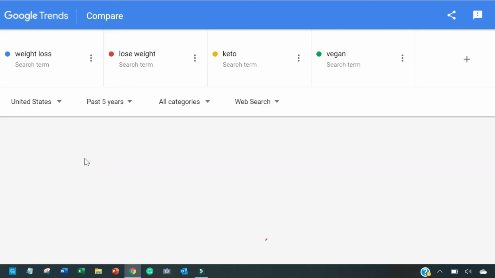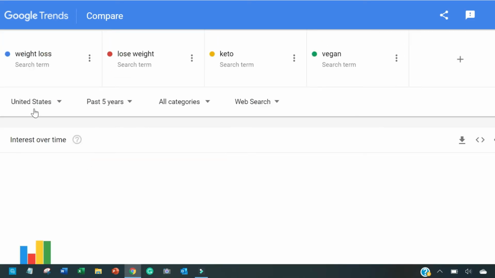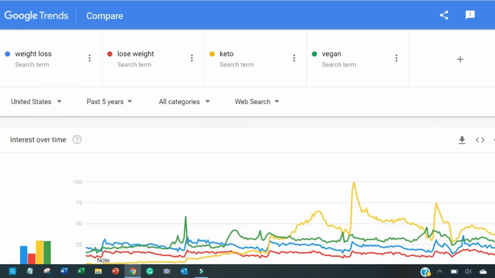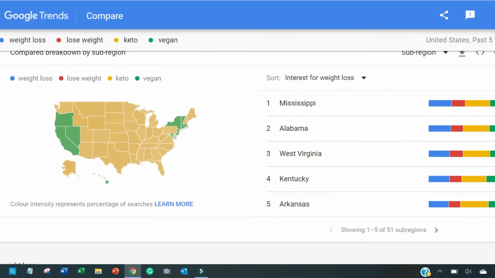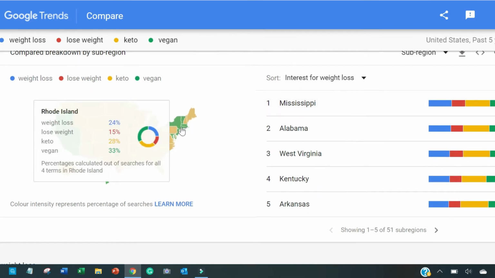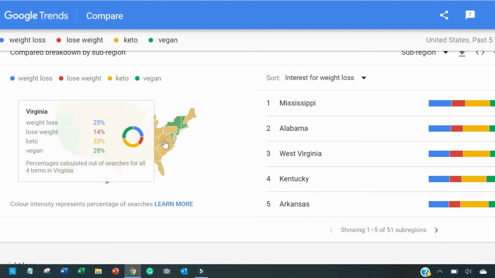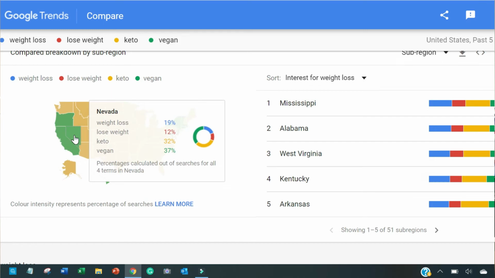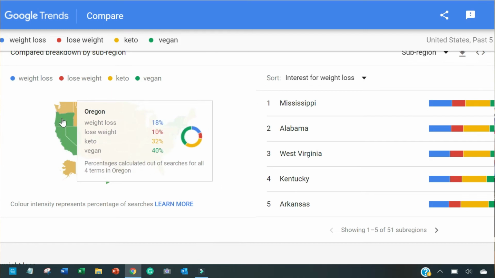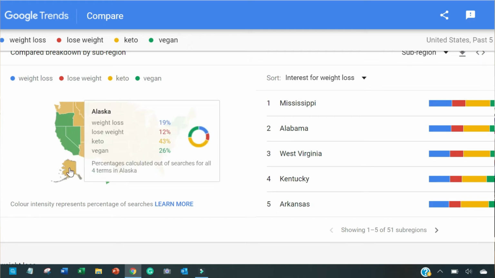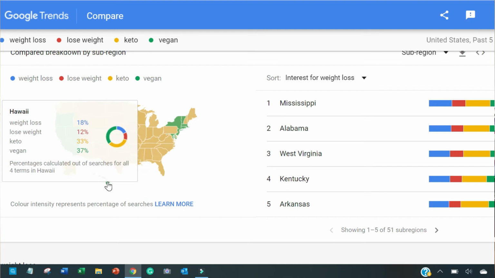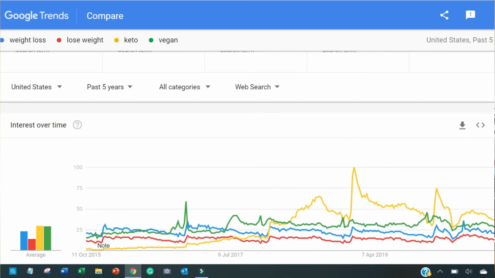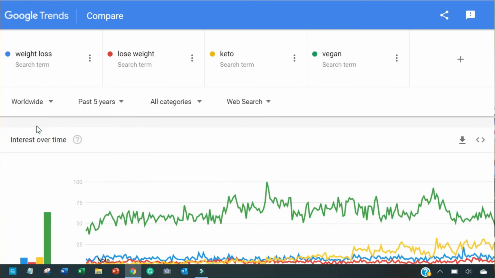Let's dive into the United States and check out what happens in the different states. Scroll down. There we go. All right, so let's look. Northeastern states. Vegan is more popular than keto. Look at Florida. I've got relatives in Florida. California, Oregon, Nevada, all vegan. The rest is keto. Alaska, keto. Hawaii, vegan. Okay, so if your business is local, this is what you can do. You can even drill down into cities.